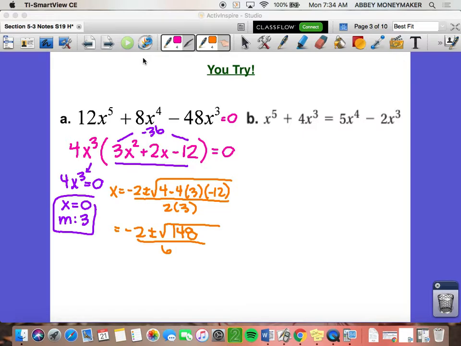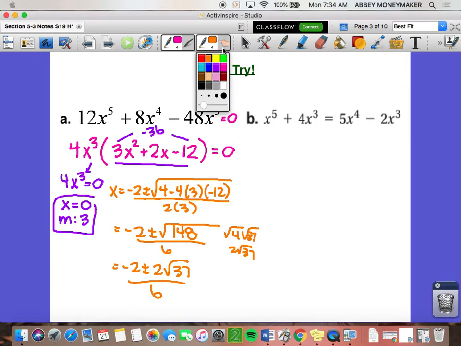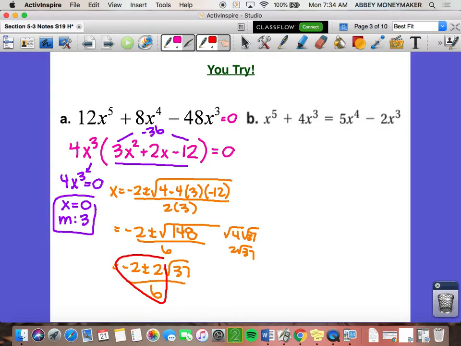Okay, so 148 breaks down into the square root of 4 times the square root of 37. So that would be 2 square roots of 37. So we have negative 2 plus or minus 2 square roots of 37 all over 6. And we have a Dorito. So you notice everything can be divided by 2. So we have negative 1 plus or minus the square root of 37 all over 3.